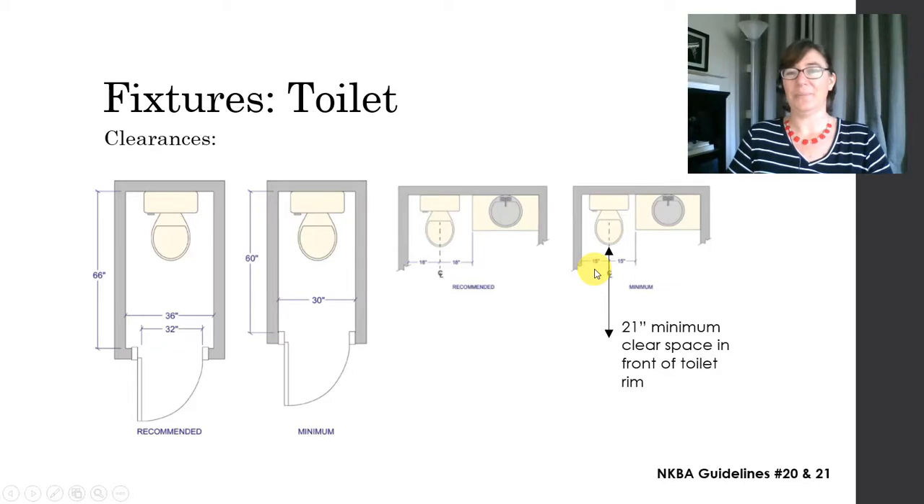It says 15 inches. And also, when your toilet is in the larger room, you need to make sure to have at least 21 inches in front of the toilet rim. Okay, just for enough room for someone to stand up and maneuver in front of that.